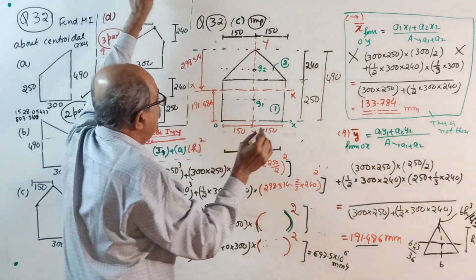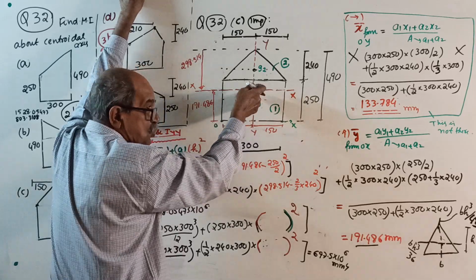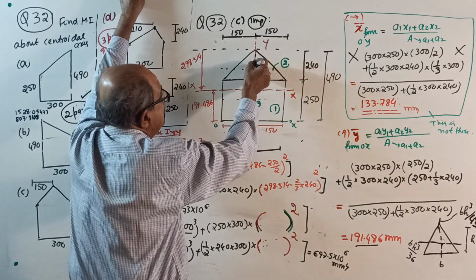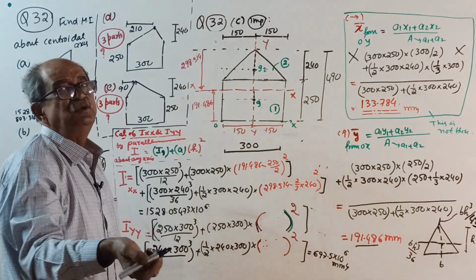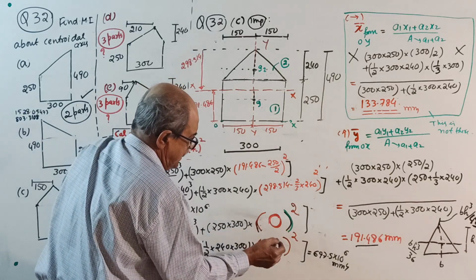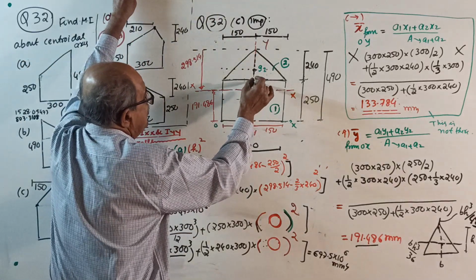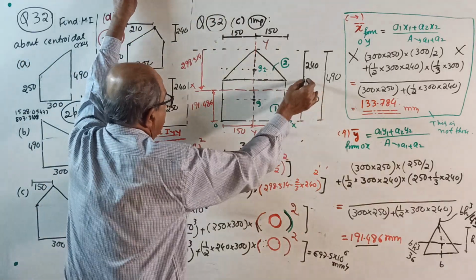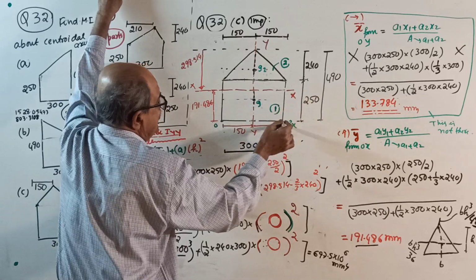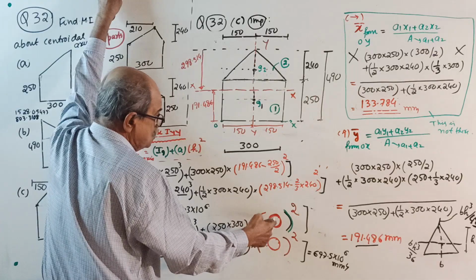See, when you write I about its own centroidal axis, you can see it coincides with YY. Here also, when you write I about its own centroidal axis, it coincides with YY. So that will tell you what? This 0 square. This I told you earlier. Okay, start. First here, I about its own centroidal axis: 250 into 300 cube by 12 plus area 250 into 300 into the distance from centroid G1 to YY, 0 square.